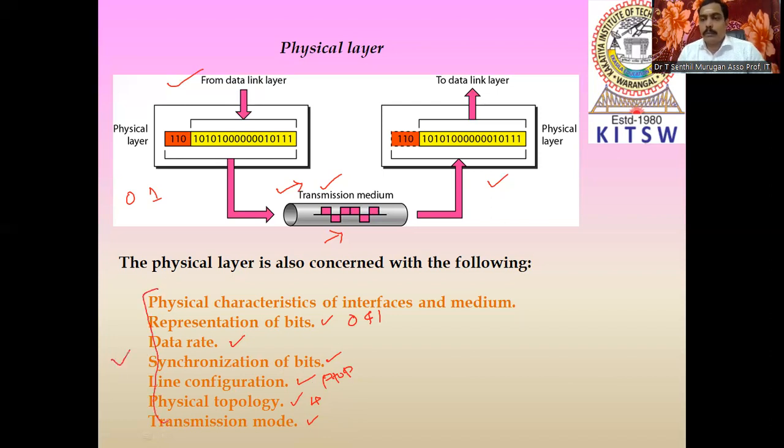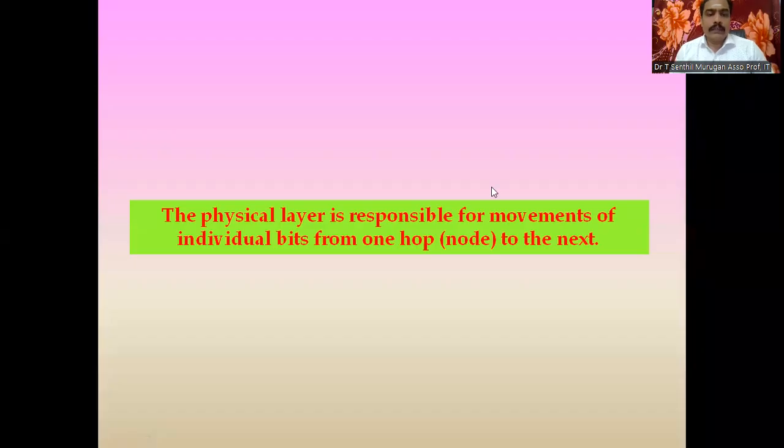We have to remember how the physical layers are working. Finally, the physical layer is responsible for movement of individual bits from one hop. Hop means node. Hop, node, device, session, everything is the same. So from one hop to the next hop. That is the physical layer's roles and responsibilities.